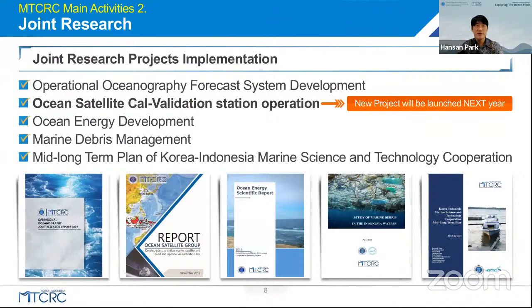And we conduct joint research, 4 major items. The first one is about operation ocean propulsion system. Second is ocean satellite, and ocean energy and marine debris. So actually the ocean satellite joint research topic has developed into a new project which will be launched next year.